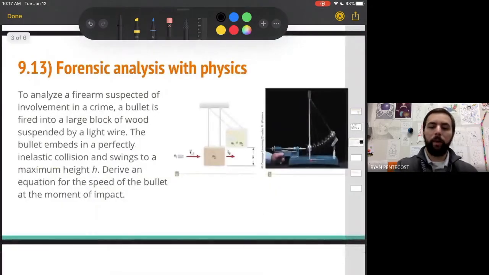All right, next, we have the forensic analysis with physics. Okay, so to analyze a firearm suspected of involvement in a crime, a bullet is fired into a large block of wood suspended by a light wire. The bullet embeds in a perfectly inelastic collision and swings to a maximum height h. Now derive an equation for the speed of the bullet at the moment of impact. So we want to know how fast this bullet can travel. That can help with the forensic analysis.